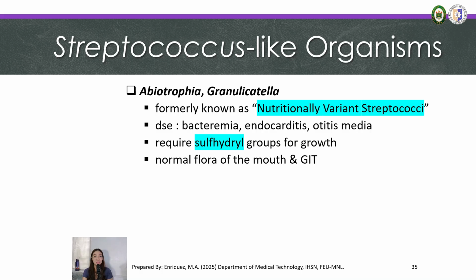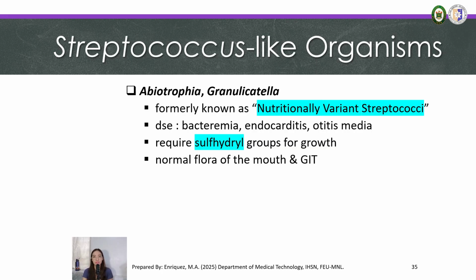Biotrophia and Granulicatella species are formerly known as the nutritionally variant Streptococci. These bacteria grow as satellite colonies around other bacteria, and they require sulfhydryl compounds for growth. Okay, so ulitin po natin, they are formerly known as nutritionally variant Streptococci. So ano yung specific nutritional requirement na kailangan nila? Sulfhydryl groups. All right. So sulfhydryl, this is basically a sulfur bonded to a hydrogen atom.